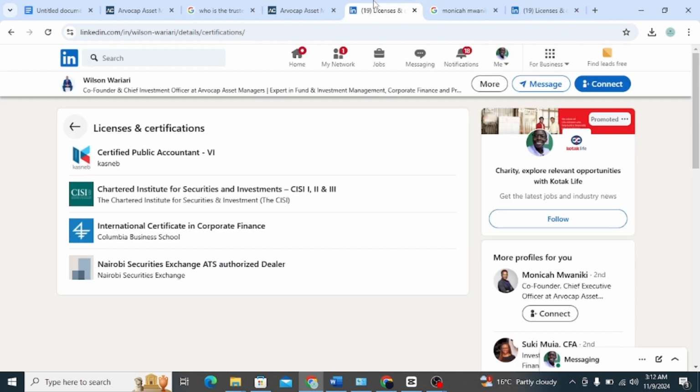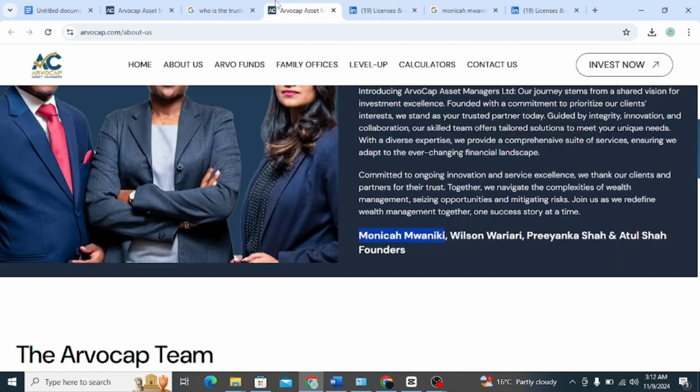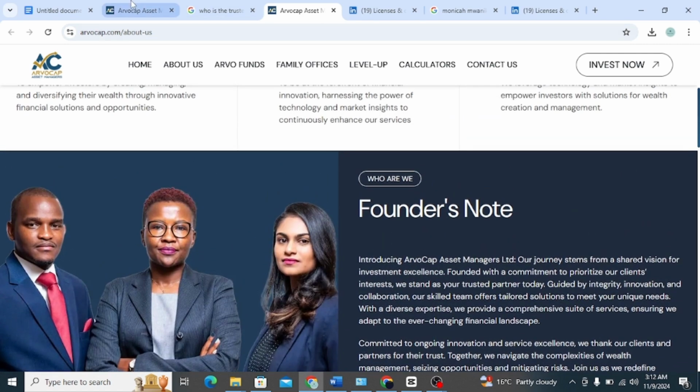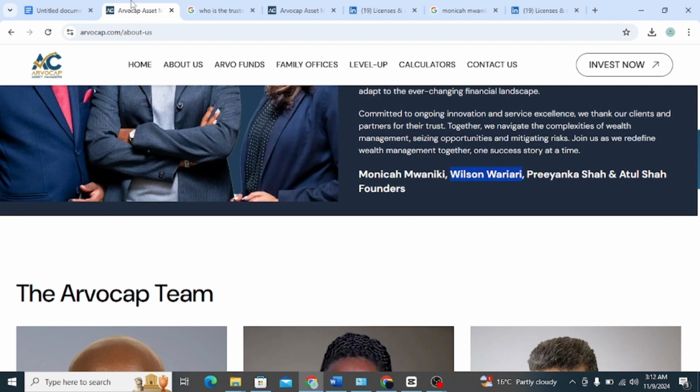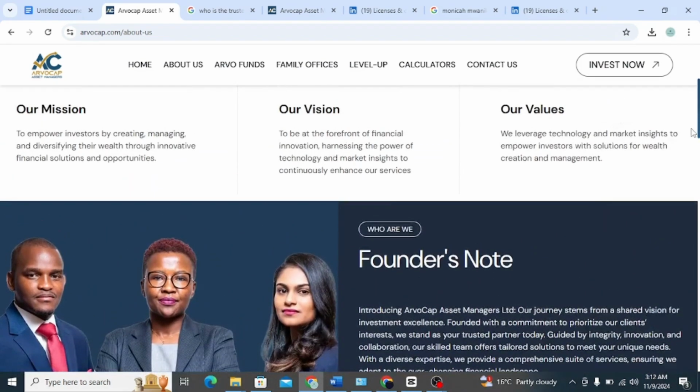So you have to make sure the leaders of the company you're choosing have a good background. They have licenses. They have the qualifications to actually run that company. So that is how you prevent getting your money into a scam area. If you follow that, you're able to know that you're investing with a legitimate company.